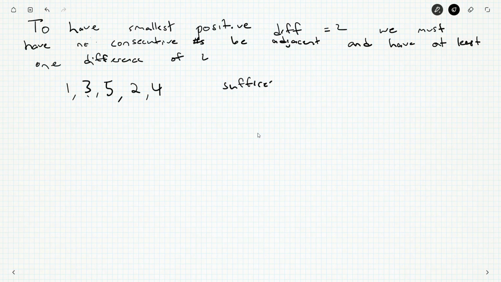So we could say this suffices. You could even double check. 3 minus 1 is 2. 5 minus 3 is 2. So we've got a lot of 2's here. 5 minus 2 is 3. And 4 minus 2 is 2.